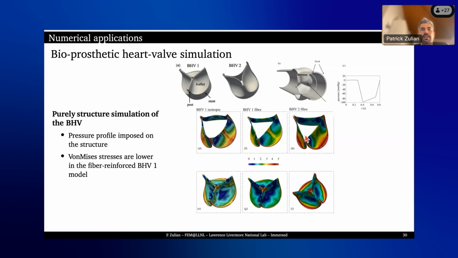In this case, it is only mechanics, but we can already see that the second model doesn't work that nicely. You have all these higher stresses where you have the stent, which is the attachment of the leaflets of the valve. While for the isotropic, it's a bit lower, but there is still some concentration here. While for the fiber reinforced version, the stresses are a bit nicer.